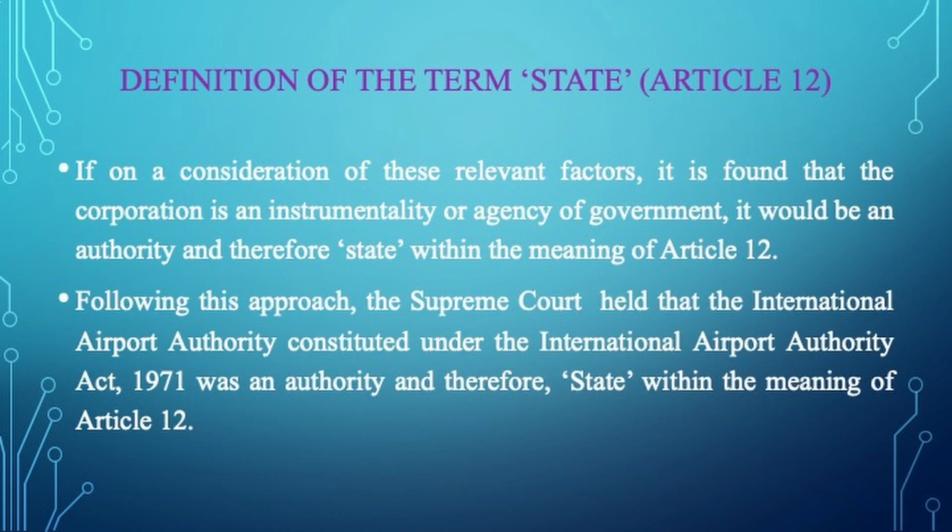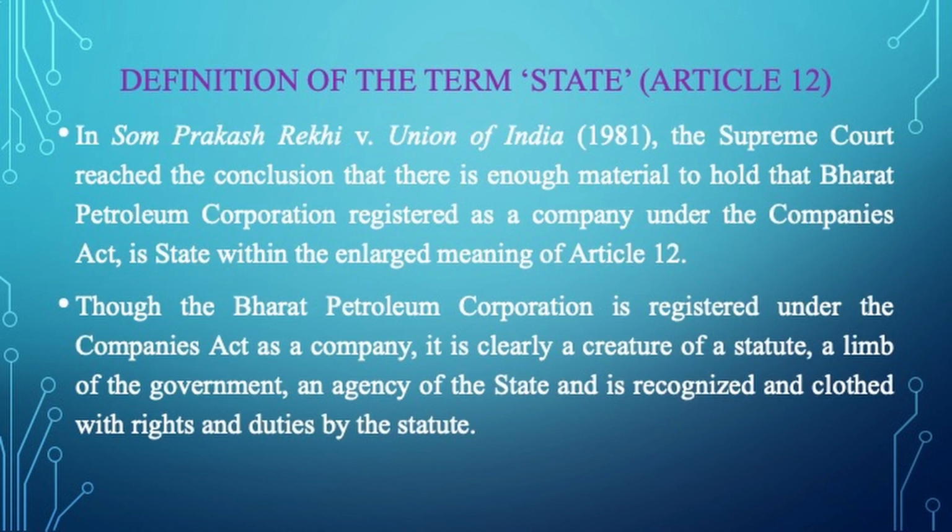If, on a consideration of these relevant factors, it is found that the corporation is an instrumentality or agency of government, it would be an authority and therefore state within the meaning of Article 12. Following this approach, it was held that International Airport Authority, constituted under the International Airport Authority Act 1971, was an authority and therefore state within the meaning of Article 12. This line of approach to the meaning of other authorities has been confirmed in Som Prakash Rekhi versus Union of India and Ajay Hasia versus Khalid Mujib.